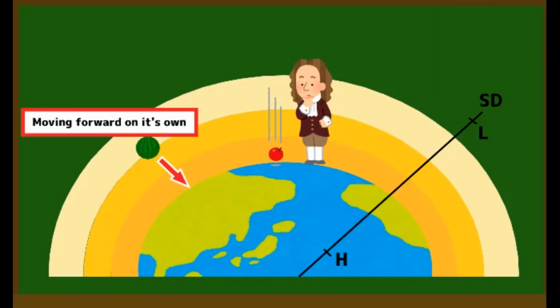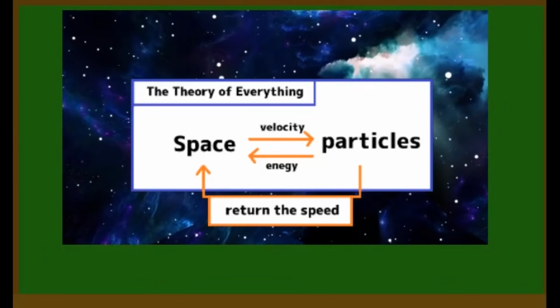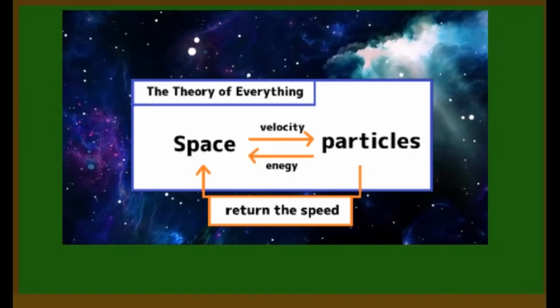This is gravity. So, we're not being pulled by the Earth, we're actually moving toward the center of the Earth. Exactly. There's no such thing as universal gravitation. However, gravity isn't established solely by this force field. What do you mean? To explain that, you need to know one more rule of the theory of everything. Another rule? Particles can also return the speed they are given to the space.